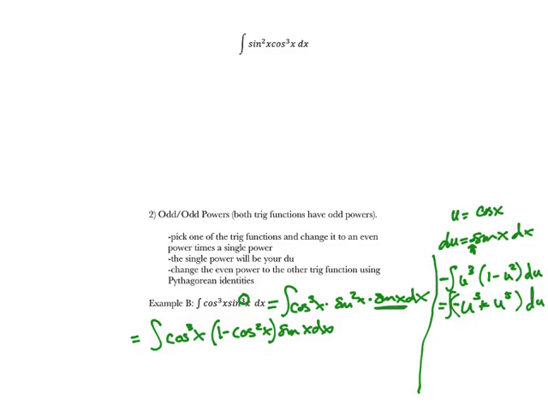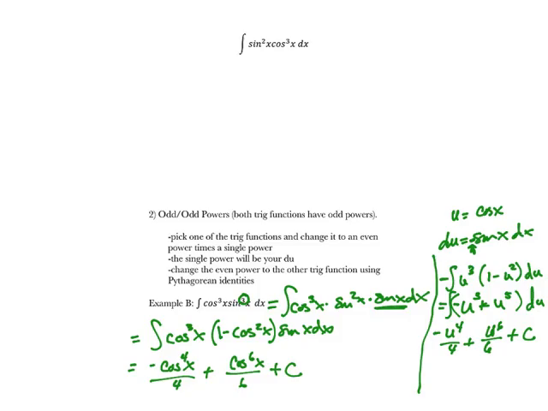So when I integrate that, that becomes negative u to the fourth over 4 plus u to the sixth over 6 plus c. So coming back over to my original problem, because u is cosine, I have negative cosine to the fourth x over 4 plus cosine to the sixth x over 6. Don't forget the cupcake. Okay? Hopefully that makes sense and is not too bad.